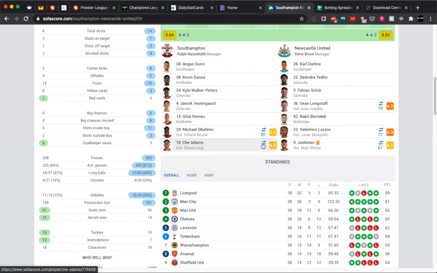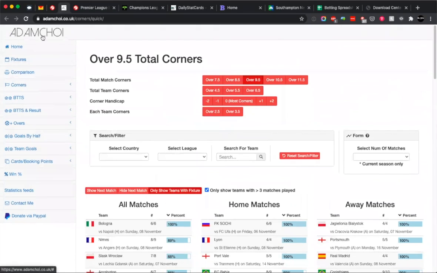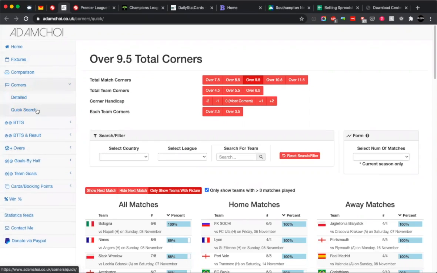This is a bit of a complicated way that I look at it, but this is how I like to validate corners. Now, obviously, I want to give you the more simplified version, which is way easier than this. All you have to do is pop here to Adam Choi, adamchoi.co.uk. You can do it from your phone. Once you pop here, you come through to where it says corners, and you click on quick search. You can do this from your phone.